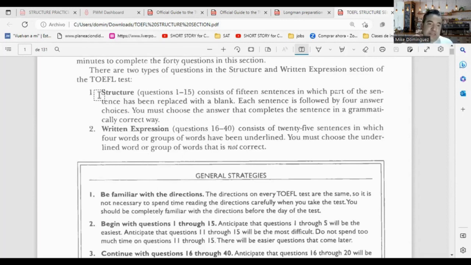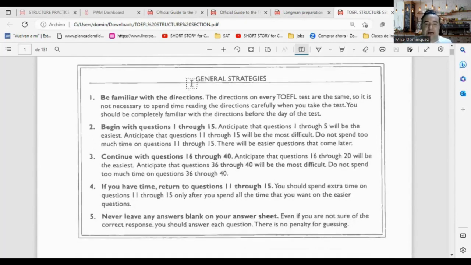The second group of questions, from question 16 to 40, consists of 25 sentences in which four words or groups of words have been underlined. You must choose the underlined word or group of words that is not correct. This is the written expression section. So we're going to see general strategies to succeed when we take the TOEFL.